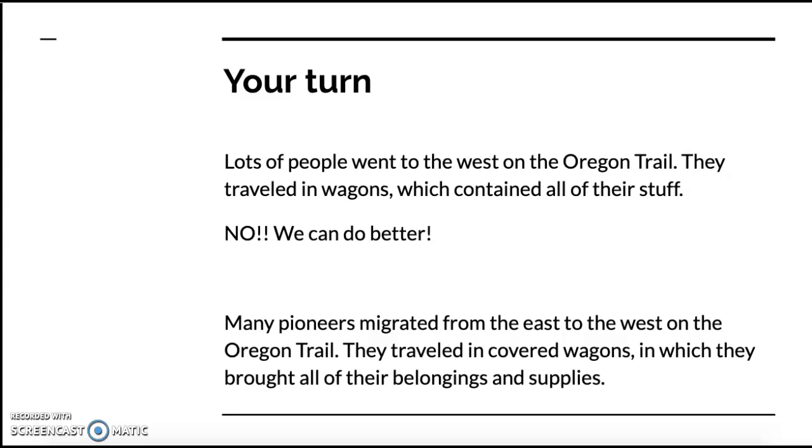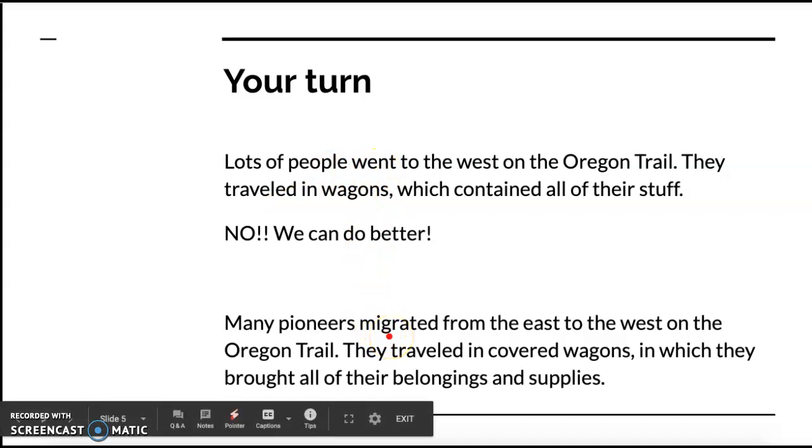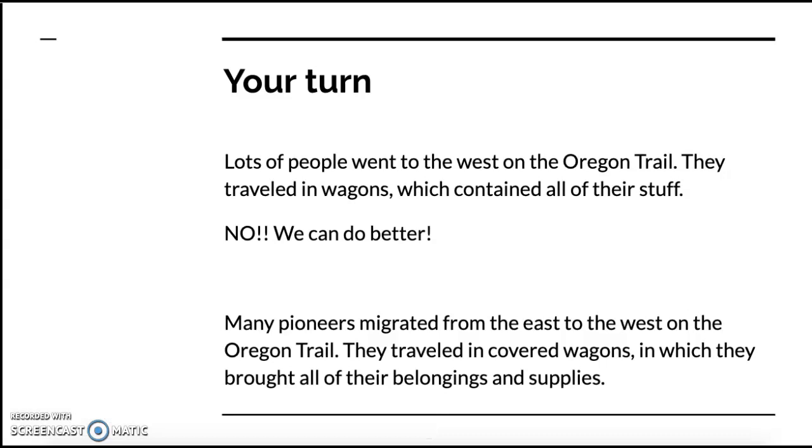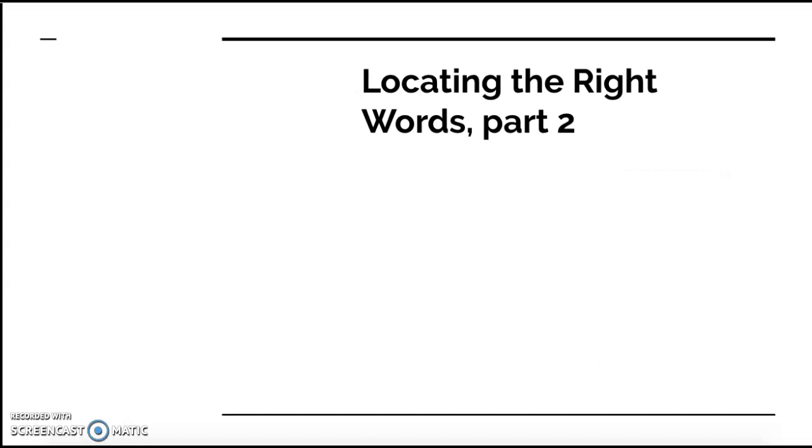So again, instead of calling them lots of people, I named them my pioneers. Instead of just saying that they went to the West, I used this better verb, migrated. And instead of using stuff or things, I mentioned that they brought their belongings, and I added the word supplies. So not a lot of difference, but again, the overall feeling is much more specific and the writing is just crisper and better.